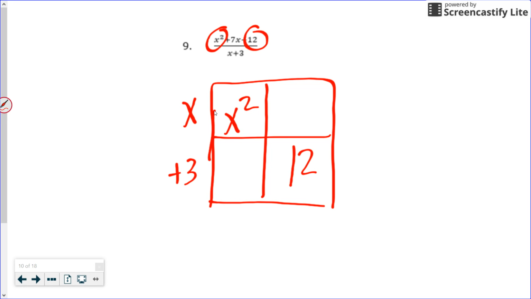And ask yourself, what times x will give me x squared? And it would be x, because x times x gives you x squared. And then what times 3 gives me 12? That would be 4. So my answer is x plus 4. 4 times 3 gives you 12.